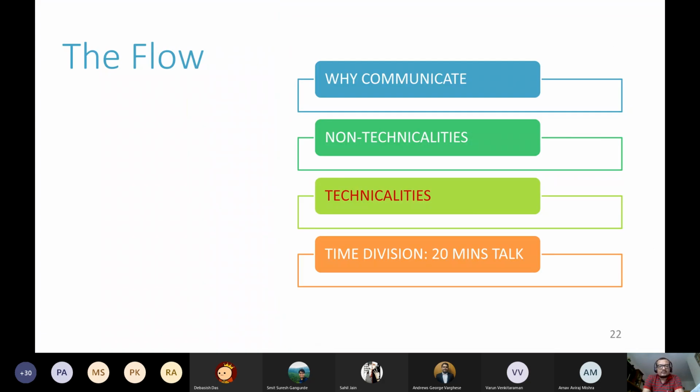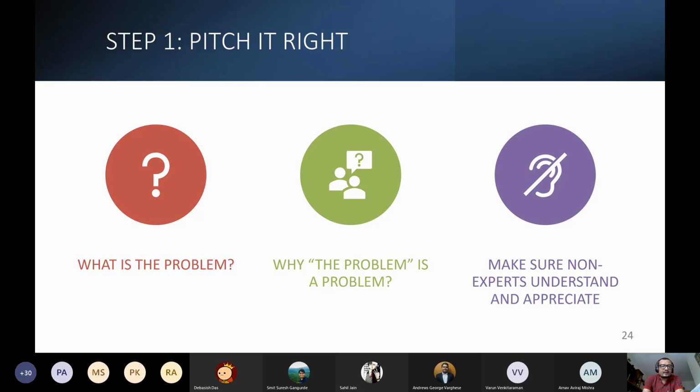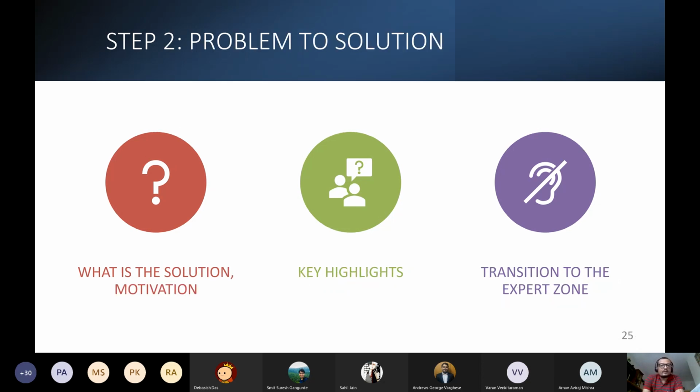Okay, so with that, let's jump to the technicalities. The first step that you should follow is to talk about the problem that you will be addressing in your presentation. What exactly is the problem? Why is the problem a problem? You should pitch it at a high level so that anyone can understand. You should not put deeper, subtle nuances in the very first set of slides.